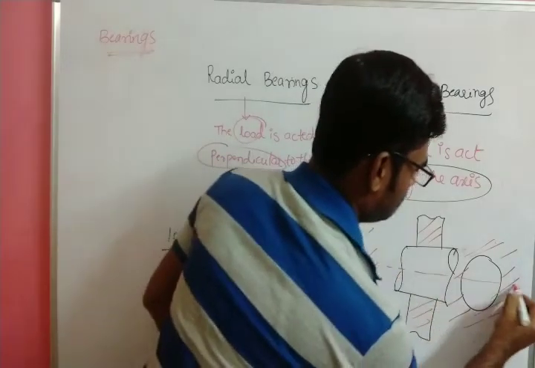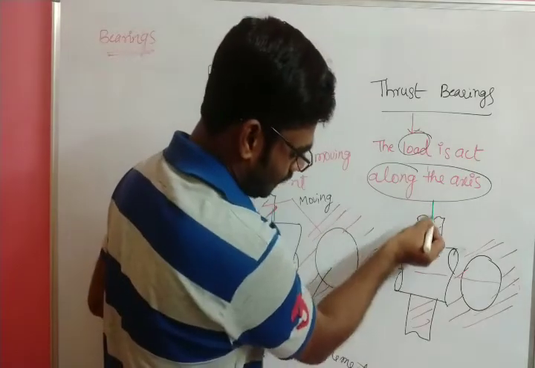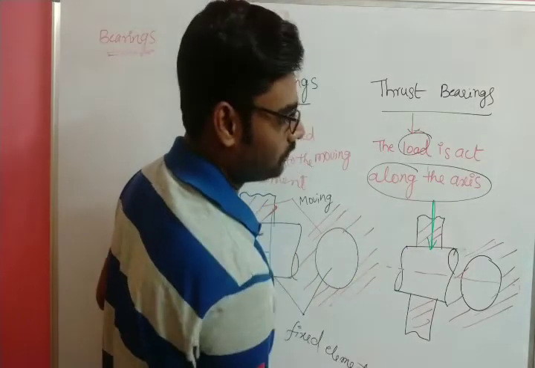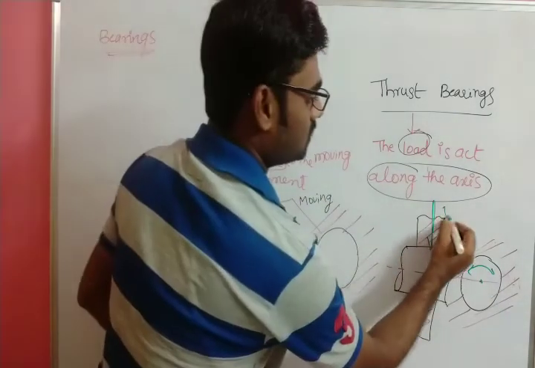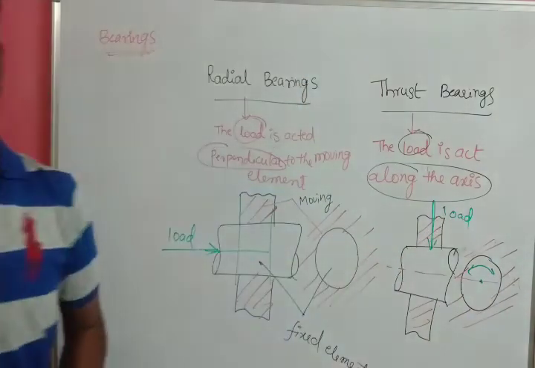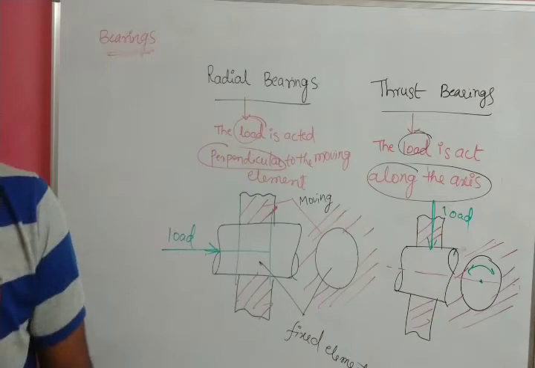In this case, the load acts along the axis. The load acts along the axis, so that is known as thrust bearings. So these are the diagrams of radial bearings. The next one is thrust bearings.